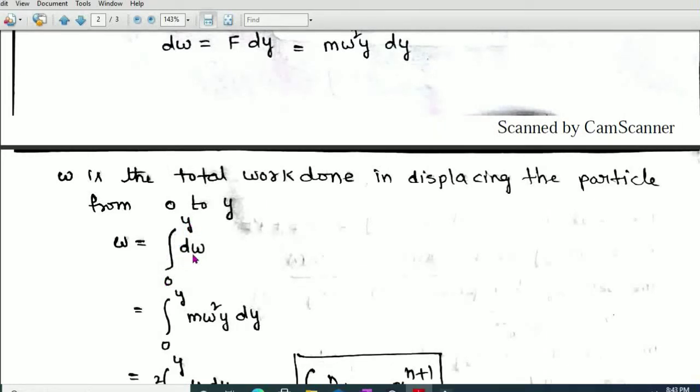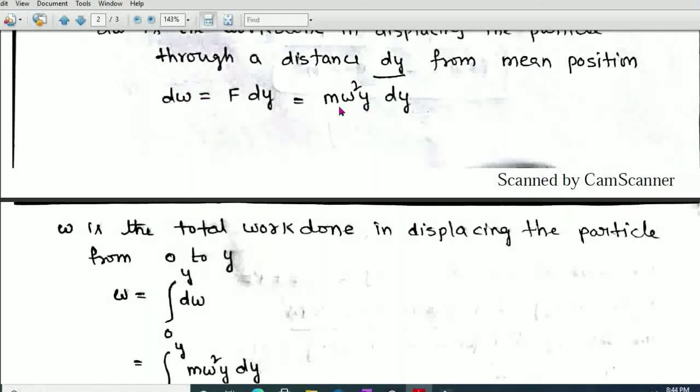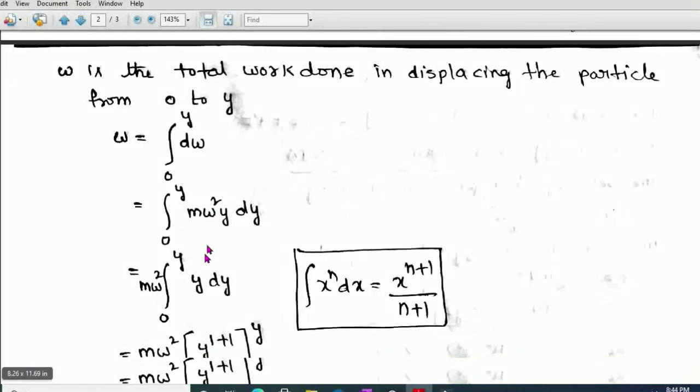So the integration of the small work done dW gives the total work done. Now W is equal to integral 0 to y dW. Already we have determined dW is m omega square y into dy, so we substitute that here. Here m omega square is constant, so we take the constant out of the integral, and we are left with the integral from 0 to y of y into dy.